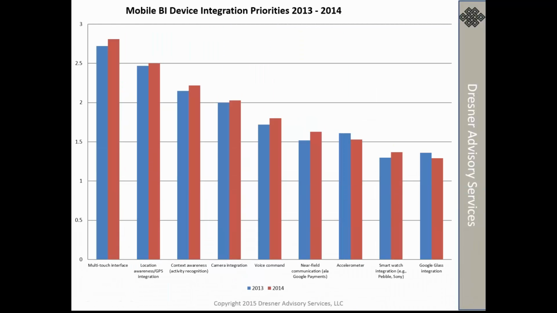Change gears for a moment, and let's talk about the next thing, which is mobile device integration. And here we're actually looking at how users want to be able to use business intelligence in the context of their mobile device. And at the top of the list, and it continues to increase every year, is being able to use a multi-touch interface. In other words, using those fingers of yours to be able to navigate around and manipulate the data. Next is location awareness. Integration with the GPS is really important. Having the business intelligence software be aware of the activity, so context awareness. And then it trails off all the way down to Google Glass integration, which clearly our respondents didn't think was too terribly important for them.